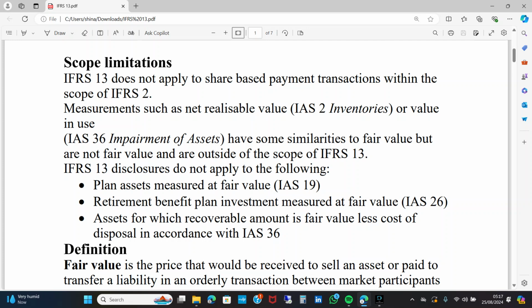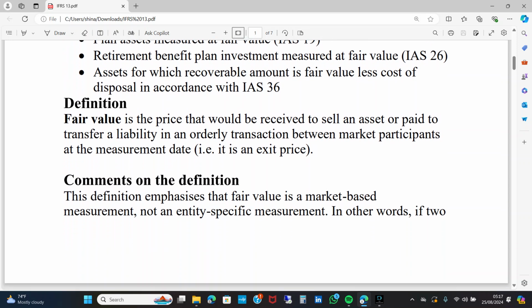Then impairment of assets under IAS 36 is not within the scope of IFRS 13. The disclosure requirements of IFRS 13 do not apply to the following: plan assets measured at fair value, IAS 19, that's for professional stage. Retirement benefit plan investments measured at fair value, also professional stage, IAS 26. Assets for which recoverable amount is fair value less cost of disposal in accordance with IAS 36. Now, very important, pick your books or writing materials and write this down.